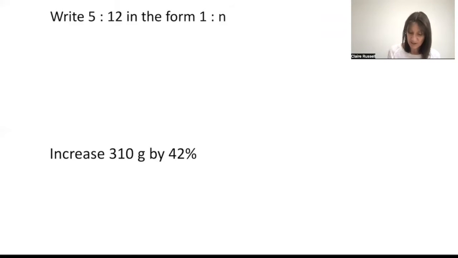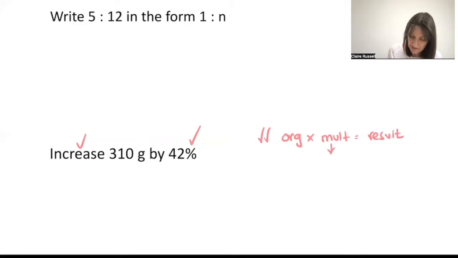Okay, so this is a percent question. And it's an increase. It's a 2-tick question. So it's original times multiplier equals result. So I need to be working on my multiplier first of all. So that's 100% plus 42%, which is 142%. And as a multiplier, dividing through by that 100, I've got 1.42. So the maths that I've got to do is my original 310 times by the multiplier 1.42.